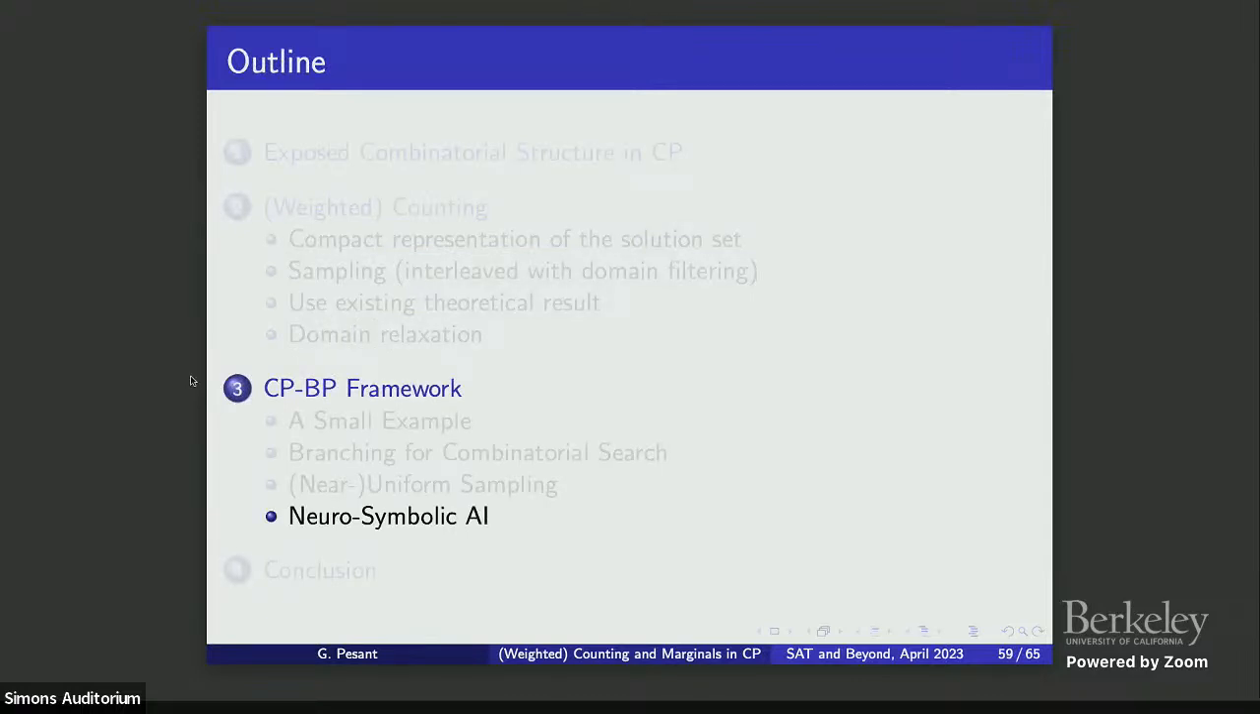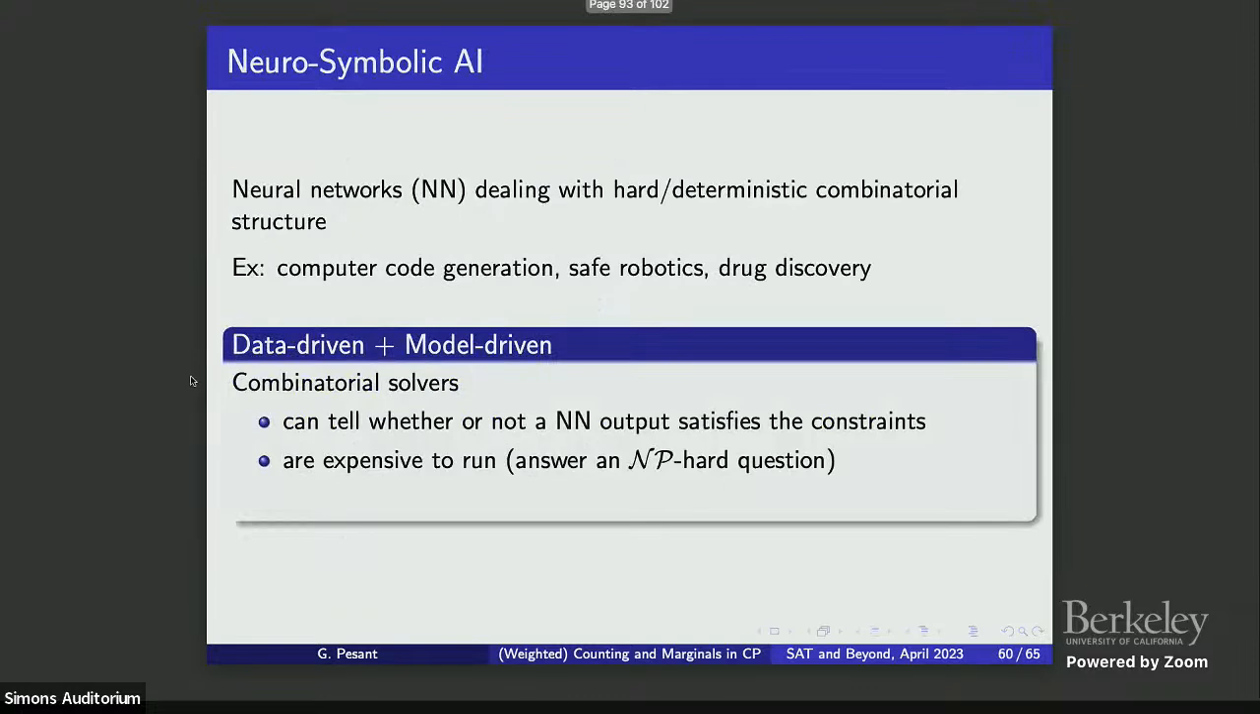And last is something that we've started looking at, neurosymbolic AI. So situations where you're using neural networks, but in contexts where there's hard or deterministic combinatorial structure that you need to respect. There are some applications where that's very important, and that can be quite hard to learn. Can we use a model-driven approach, one of our models of that structure, CP or something else, to help either train or tune whatever the neural network will output?